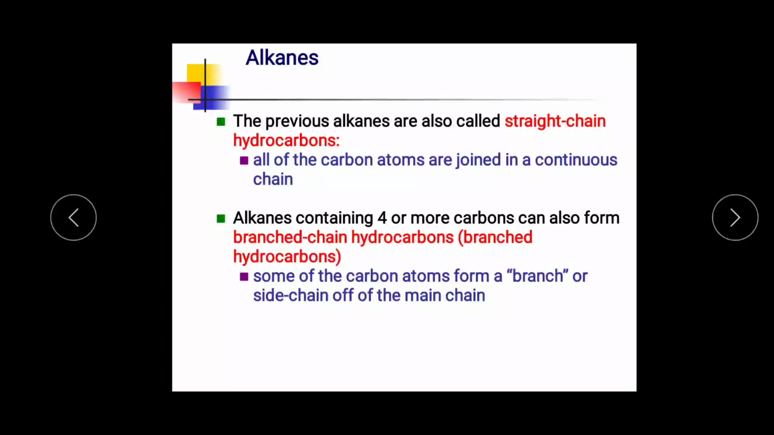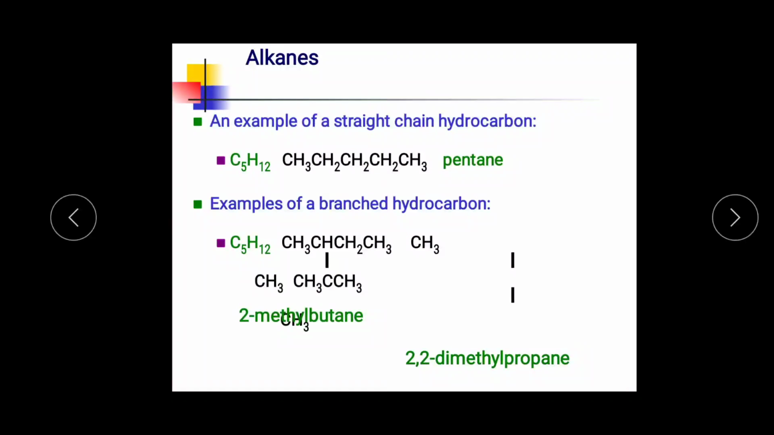The previous alkanes are also called straight chain hydrocarbons. When we say straight chain hydrocarbons, all of the carbon atoms are joined in a continuous chain. Alkanes containing 4 or more carbons can also form branched chain hydrocarbons, or simply branched hydrocarbons. So some of the carbon atoms form a branch or side chain of the main chain.